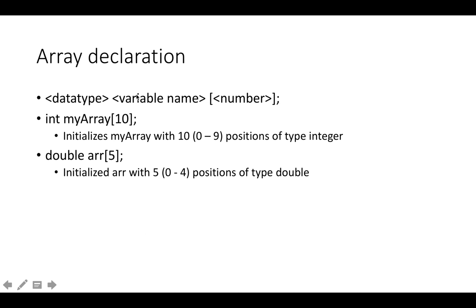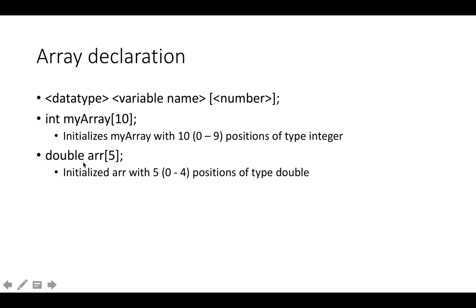All right. So when we are declaring an array, we say the data type, so the type of data that we want, the variable name, and the number of elements inside the brackets here. If I was to say int myArray and then specify 10 inside the brackets, that's going to allow us to use 10 positions. One thing to note with arrays is we do start our numbering at 0. So when we say 10 positions, that means I have positions 0 through 9 available to me.